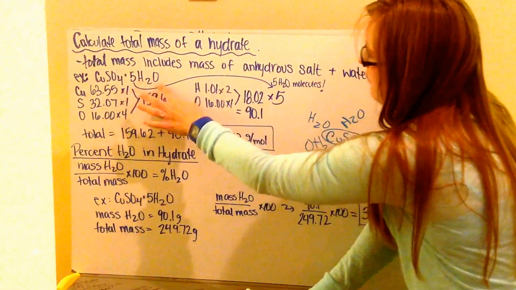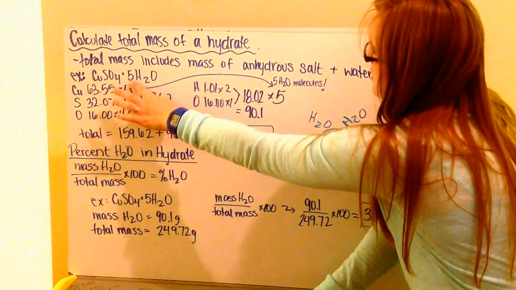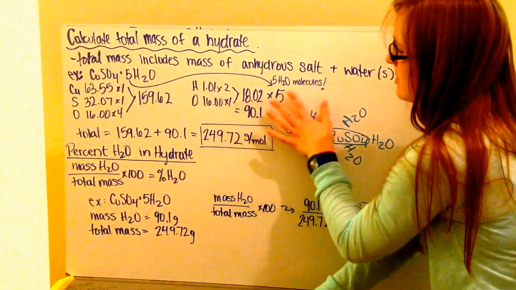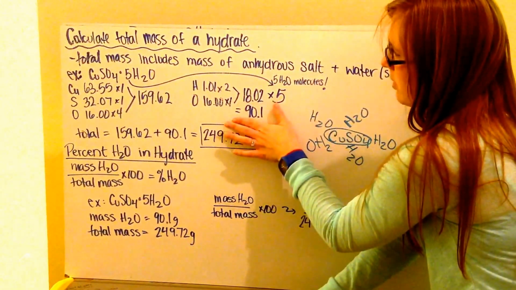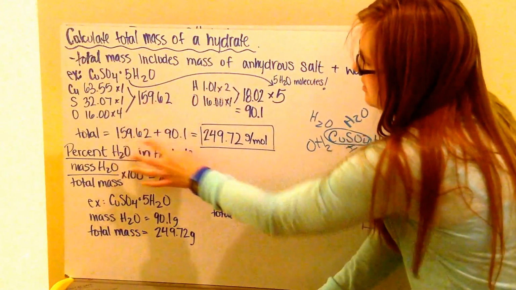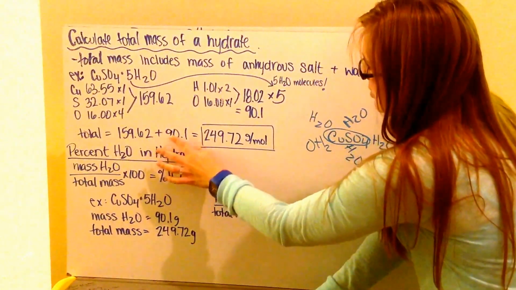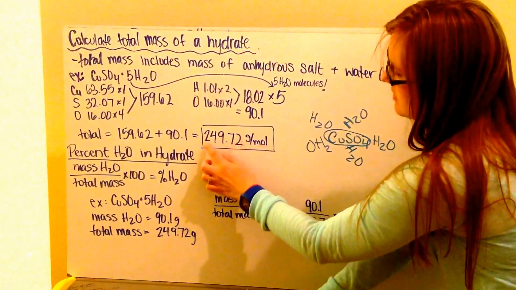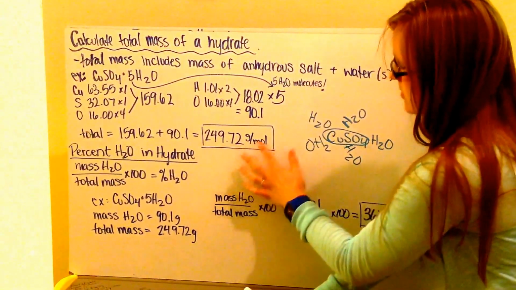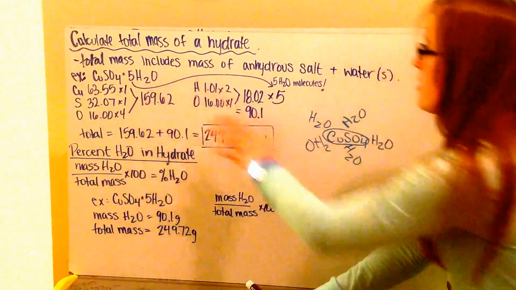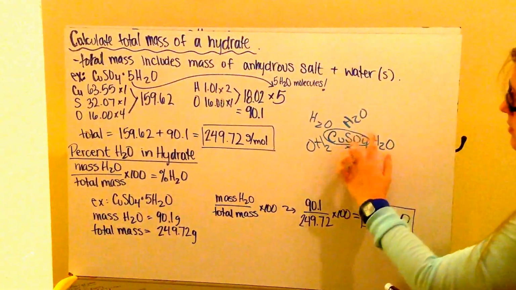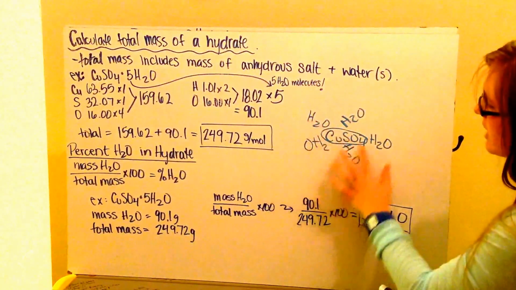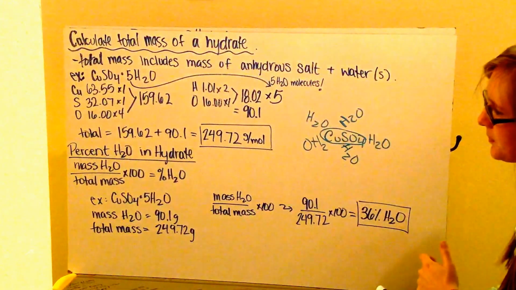But I have 5 water molecules with that 5 coefficient here. So I multiply my mass of water times 5, which gives me 90.01. When I add these two together, I get the total mass for my copper(II) sulfate pentahydrate to be 249.72 grams per mole. These 5 water molecules look like this, where my copper(II) sulfate is in the middle, and my 5 water molecules are attached to it, just coming off.